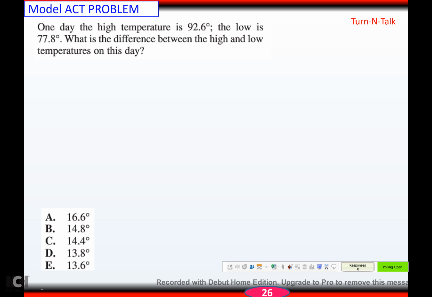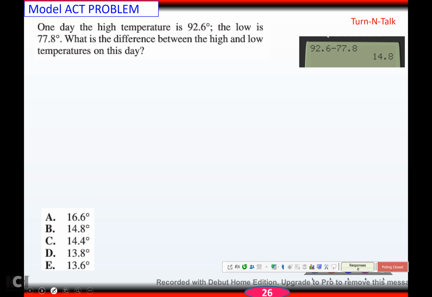Alright, you try this one. Hit pause. Come back when you're ready. And you should get 14.8. It says one day the high temperature is 92.6, the low is 77.8. What is the difference? Difference means subtract. And again, if you had typed 77.8 minus 92.6, your calculator would say negative 14.8. But when you're talking about a difference, we don't talk about signs. It's a difference of 14.8 degrees.